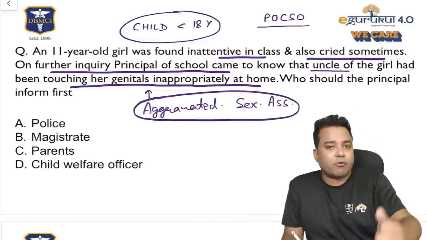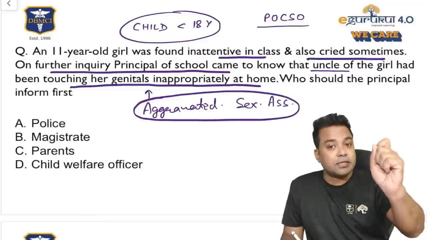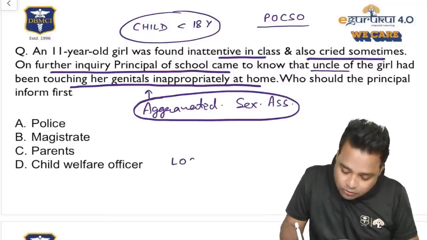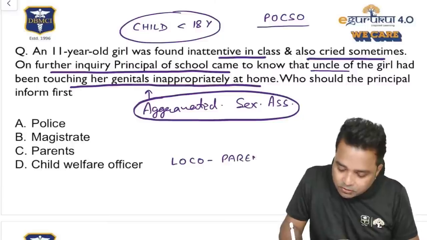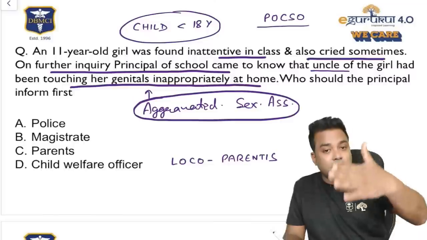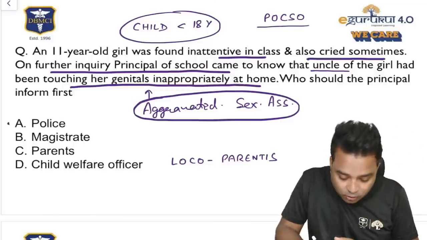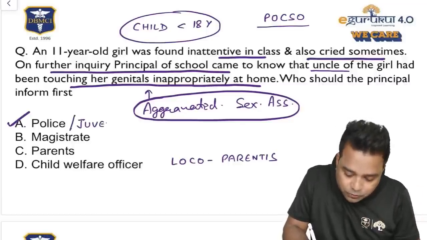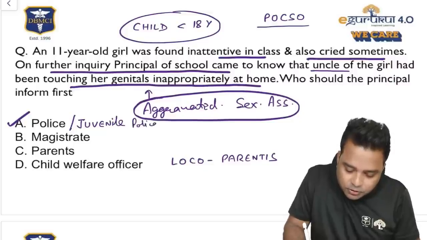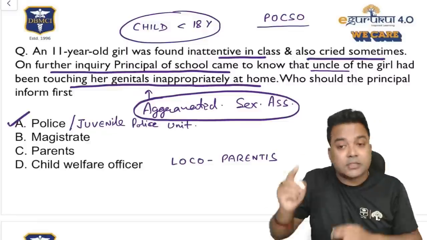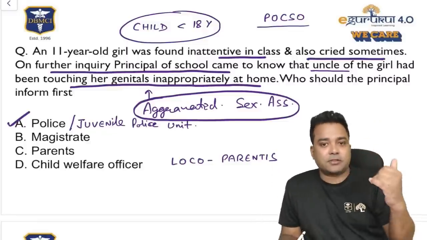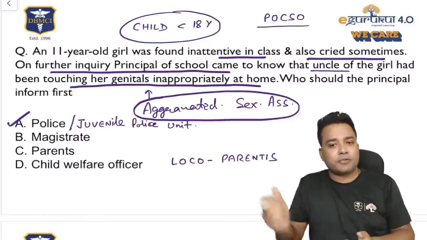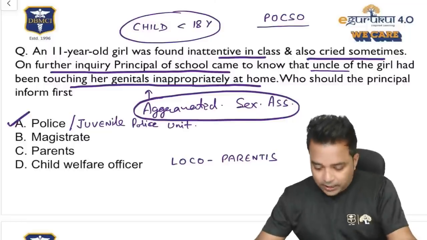Okay. Who should the principal inform first? If we go into deeper details, yes, during school hours the teachers and principals act as guardians according to the doctrine of loco parentis. Based on this doctrine, I can say that the principal should always inform the local police, or there are juvenile police units too. So either you can see this option too, juvenile police unit. Either of these two options can be there in the exam options. I hope it is clear. And it is the duty of the policeman to inform the parents and to inform the child welfare officer. I hope it is clear.